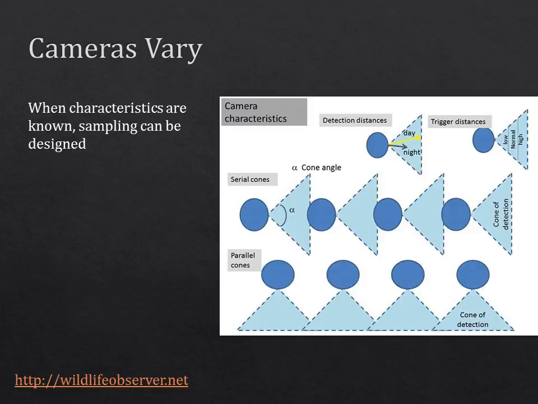When we know the characteristics of the camera, and this could be how far away it can detect animal movement or take a discernible picture of an animal, how that varies by day or night, the angle of the cone, what the camera will actually take a picture of, then we can set up sampling regimes. So we're really covering the area we want to sample, whether it's cameras sort of back-to-back, so they're covering a potential line of travel, or side-by-side covering an area, for example, the opening of a wildlife crossing structure.